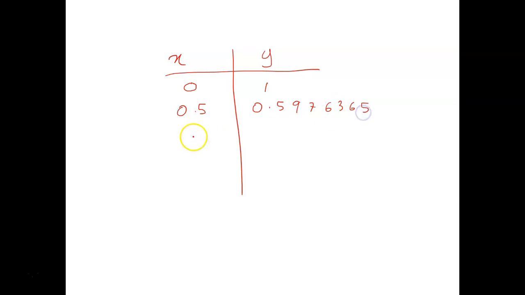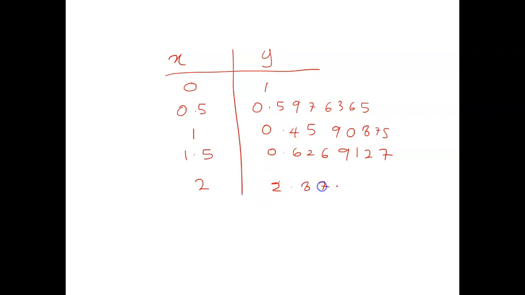So why don't you try on your own to solve for all the other values of X, using the same method that I have explained before. So here are the answers. This one is the initial condition, and this has already been solved just now together. So this is 0.59763665, and the other one is when X equals 1, Y equals 0.4590875, and then at 1.5, 0.626127. You don't have to try until 2. As long as you get the answers for 1 and 1.5, it is good enough. It shows that you understand how to do the calculation.